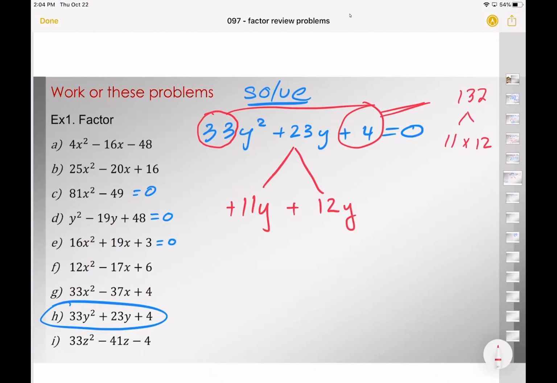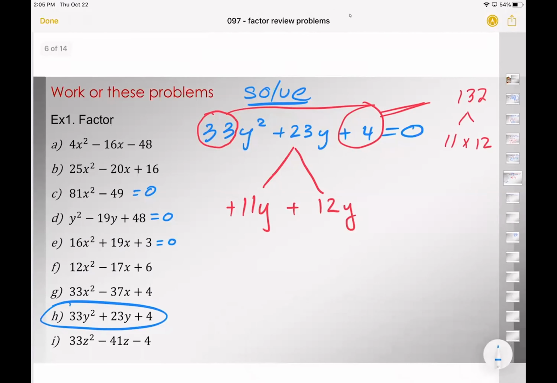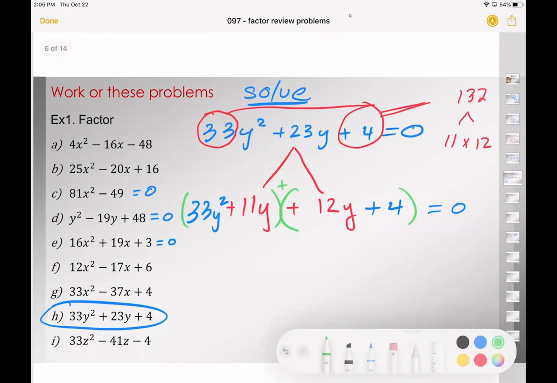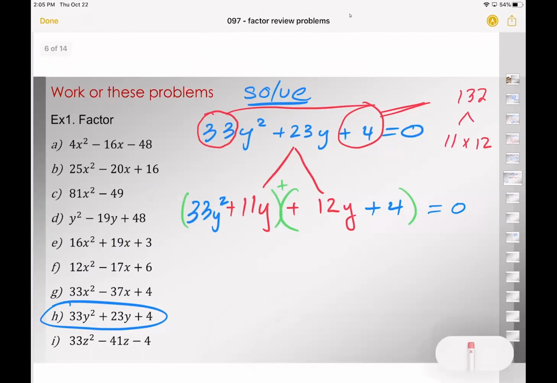To rewrite this problem, instead of writing 23, we need to break it down in terms of the 11 and the 12. Because eventually 11y plus 12y will give you 23y, right? So we changed the look of the problem, but we have not changed the problem itself. Once we have this, remember we need to group them up. We need to factor out by grouping.